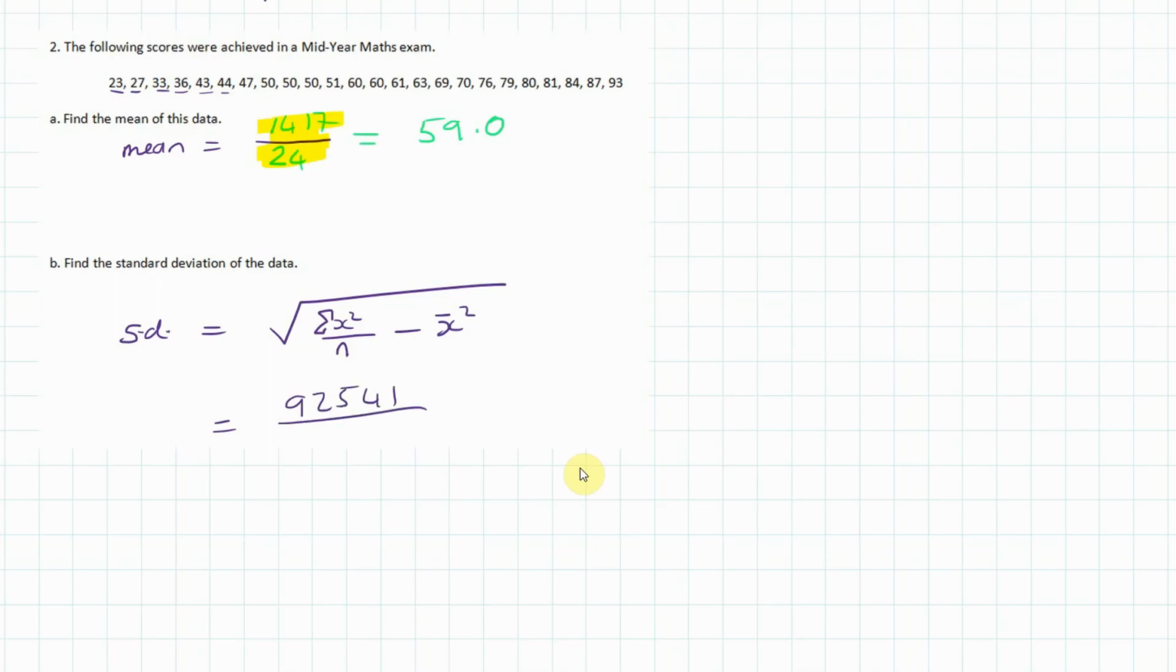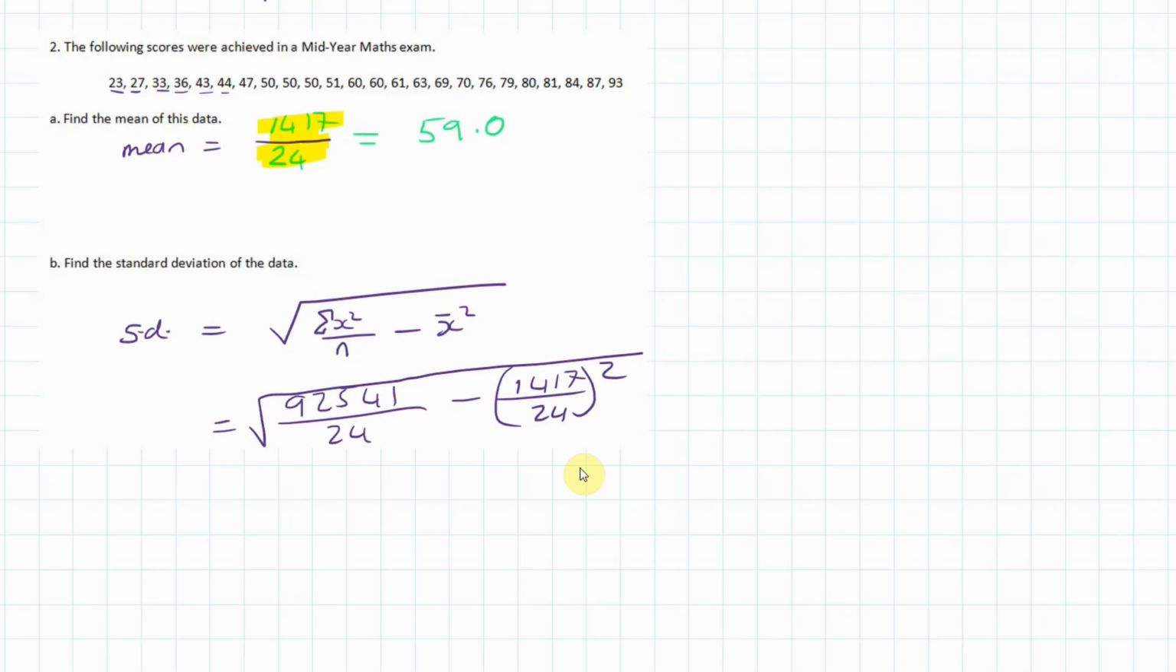So it should be 92,541 over n. Now n, what do we say? How many pieces of data do we have? 2, 4, 6, 8, 10, 12, 14, 16, 18, 20, 22, 24. I think it was over 24. Minus, and then I'm going to go 1417 over 24. I'm going to square that, and then of course to get the standard deviation, I have to square root that whole thing. Okay, so let's do that.